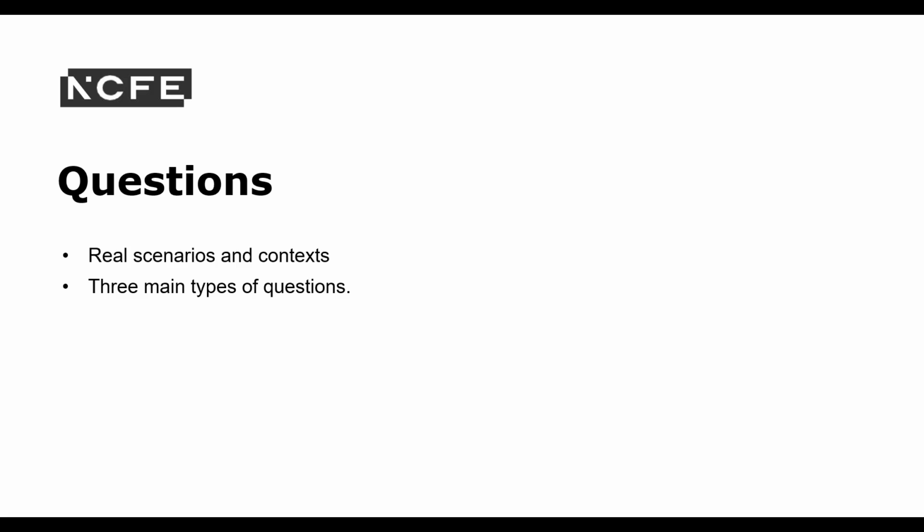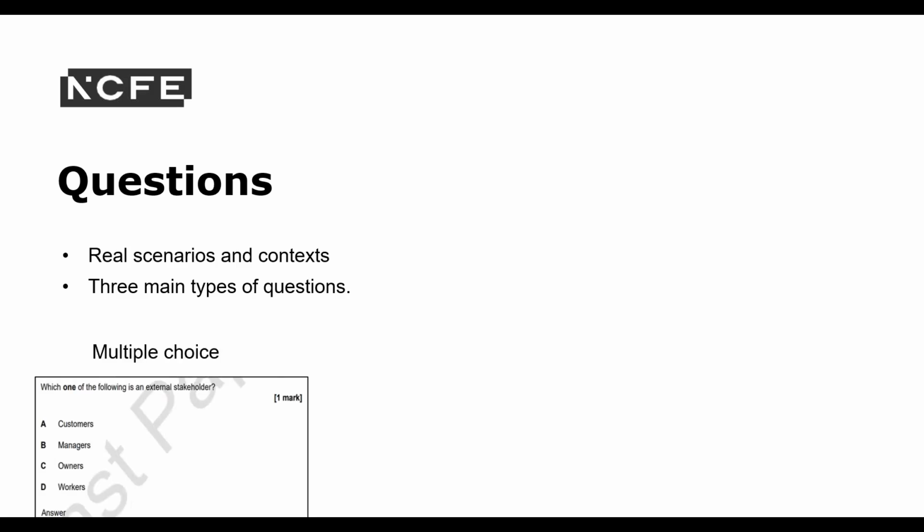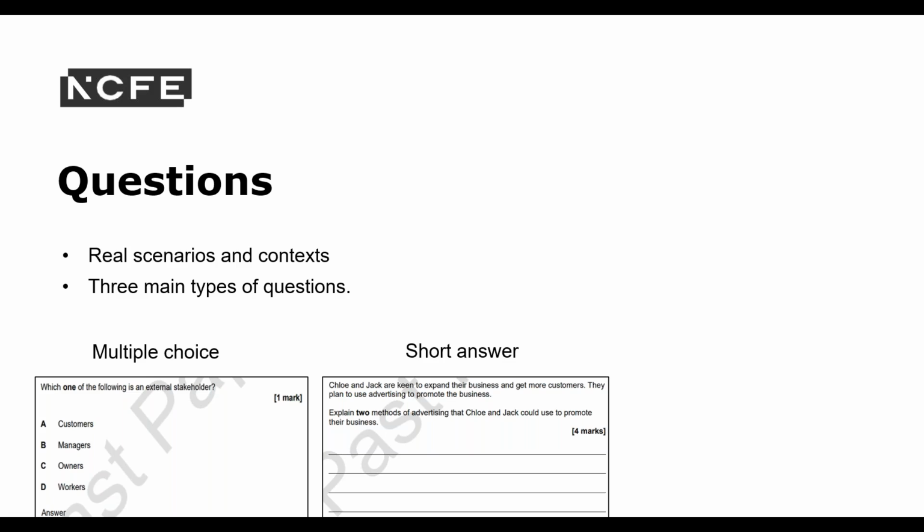There are 3 main types of questions on the external assessment. The first question type is multiple choice, and these are usually worth 1 or 2 marks. Multiple choice questions cover assessment objective 1, like this one from Business and Enterprise, where the learner must identify one example of an external stakeholder. The second type of question is the short answers, and they are usually worth around 4 marks. Short answer questions, such as this example, ask learners to explain 2 methods that could be used to promote a business.